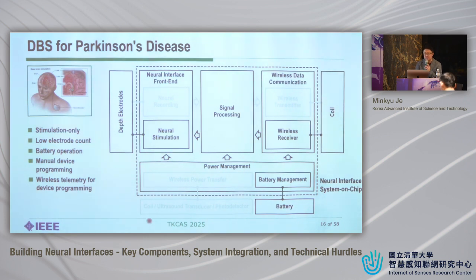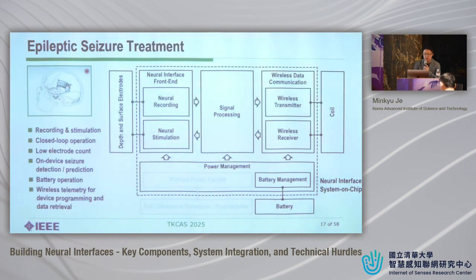So if we look at this system, it is pretty much like this, quite simplified, right? And coming to the epileptic seizure treatment device, recently the company NeuroPace released a device called the RNS system, which can operate a closed loop function to detect the seizure and suppress it in real time. For that, it has both the neural recording and stimulation front ends to form the closed loop operation.